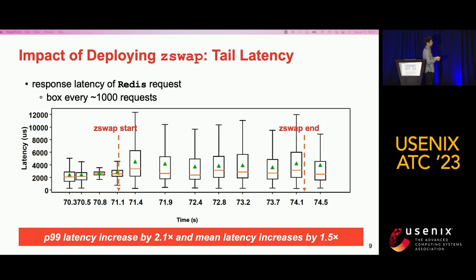And during the zswap runs, we can see that the 99% latency can increase by 2.1 times, while the mean latency can increase by 1.5 times. It's quite a significant performance degradation for these applications, which are very time sensitive. So now the question is, how can we alleviate these negative impacts, but still enjoy the benefits of them?